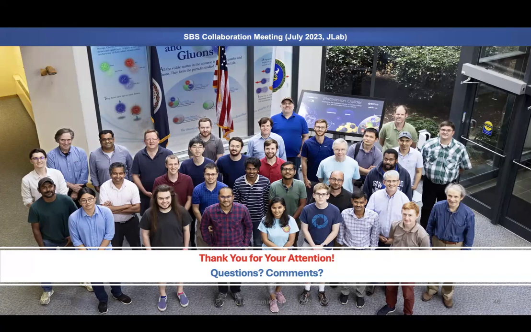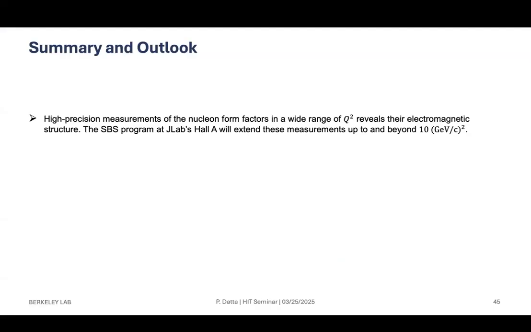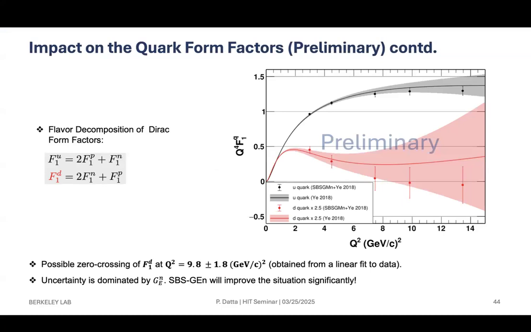Maybe I'll ask about one of your last slides showing the zero crossing. I remember that your GMN is extracted assuming GEN is 0, and there was a GEN term in your extraction. Do you think there's some kind of correlation between that and this zero crossing? Because right now, to make this plot, you use both GEN and GMN.